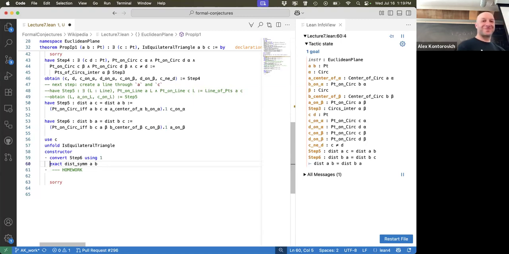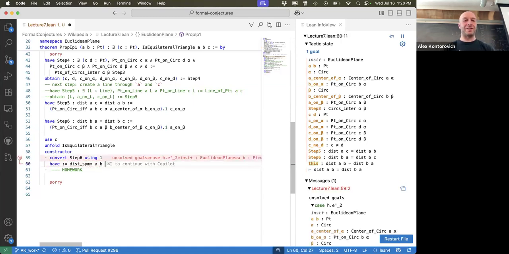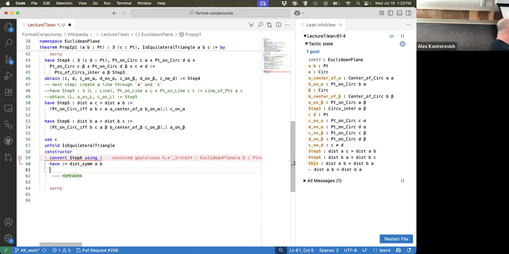Okay. Wait, so the computer doesn't know that the exact statement we've proven is the goal? We should tell it that this is the final step. That's right. So for example, I can have a have dist sim AB, and it's complaining, so let me put sorry so it won't complain. Okay, so now I have a have, which is the distance from AB is equal to distance of BA. The computer does not know what to do with that until it's told that this is exactly what we want.